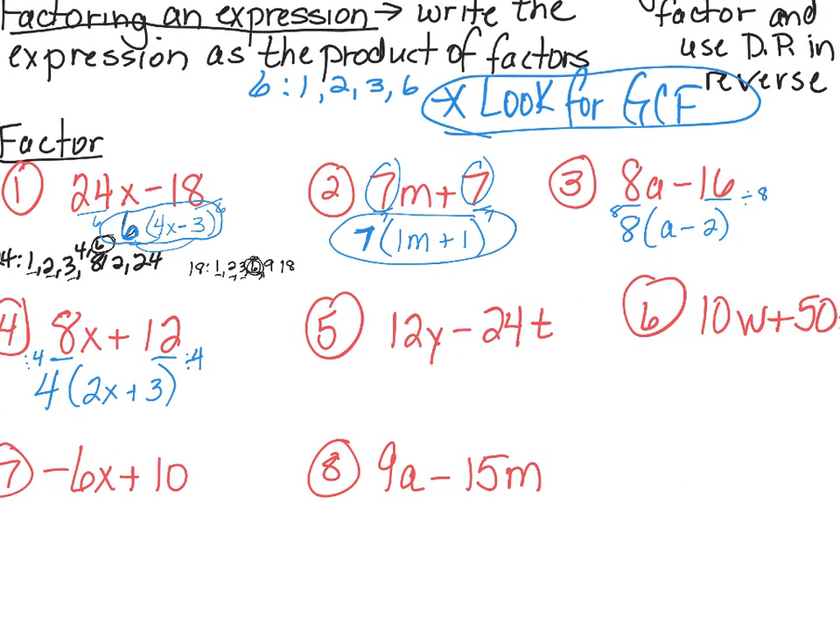Number 5. What is the greatest common factor between 12 and 24? 12. 12's my truck. Divide that by 12. What do we get? 1y. Could I also write y? Yep. Minus 24 divided by 12 is 2 what? T.